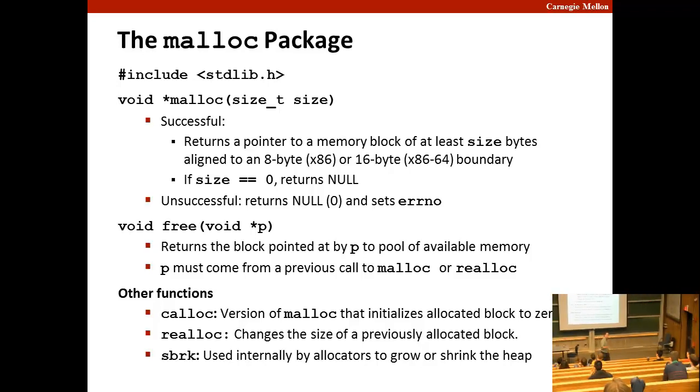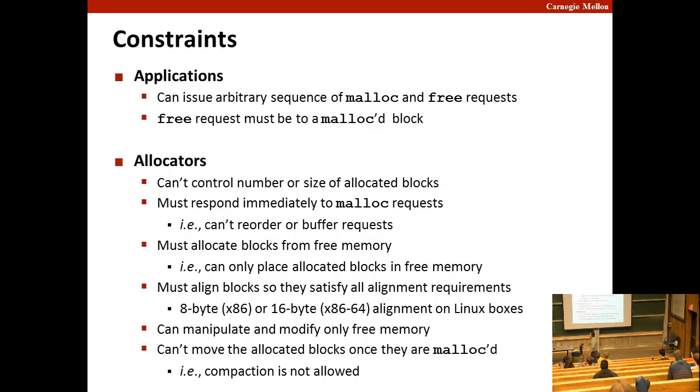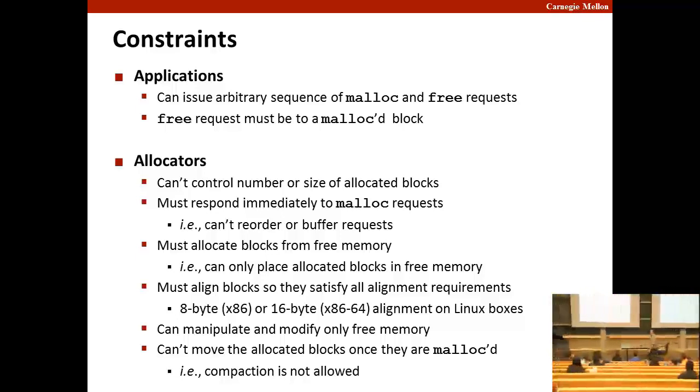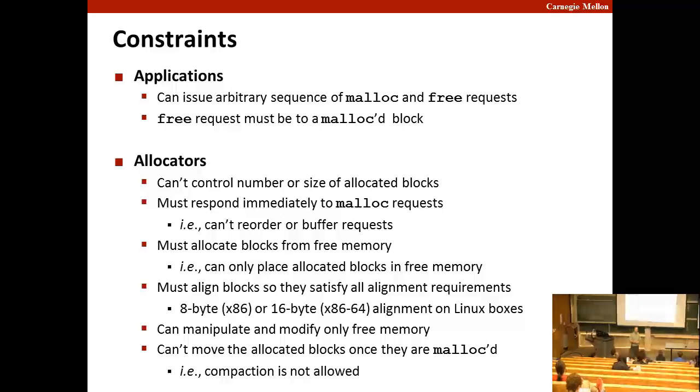Whatever pointer malloc returns has to be aligned to the largest alignment rule, because it has no idea what you're going to use it for, and it could be that thing that requires the biggest possible alignment. It can only manipulate and modify free memory. In Java, for example, it has a garbage collector, but it also has compaction. In Java, you get back a reference. You don't get back a pointer.